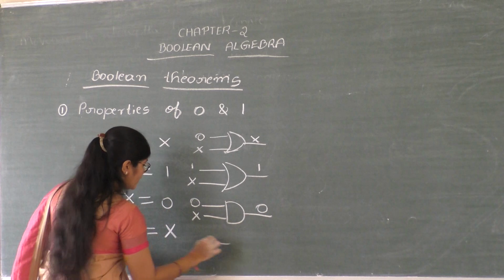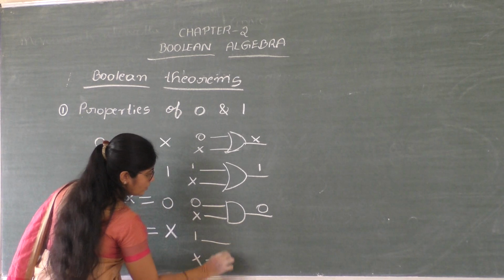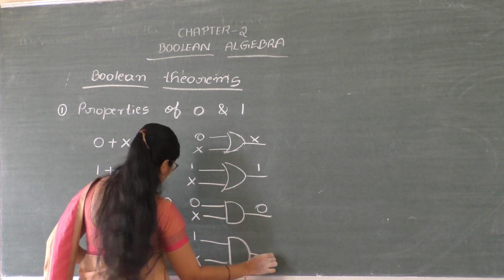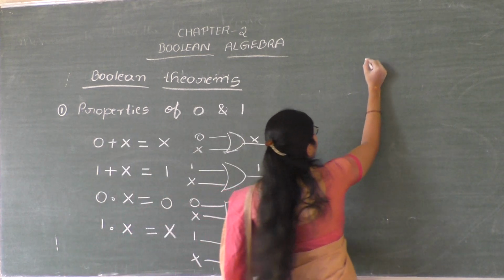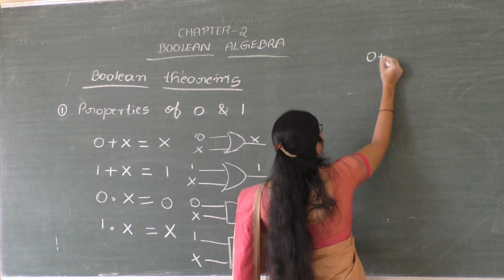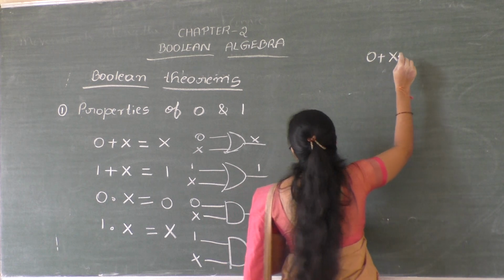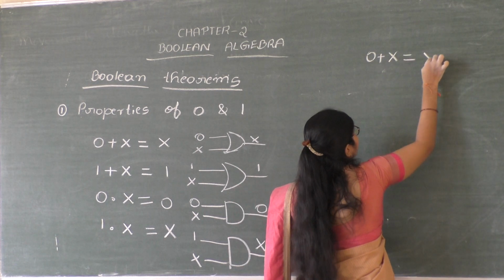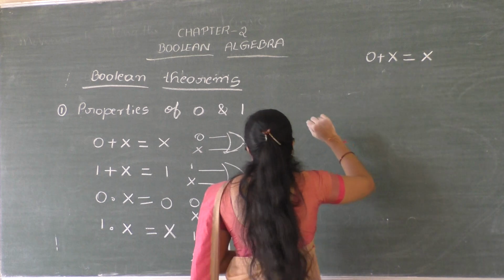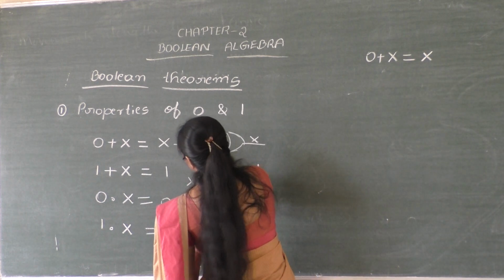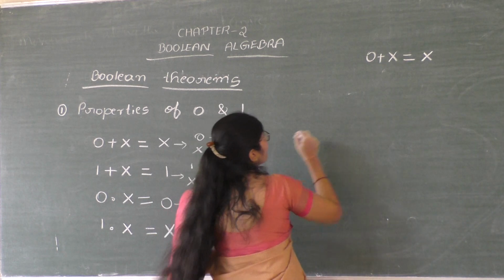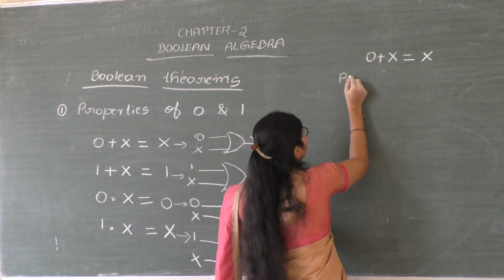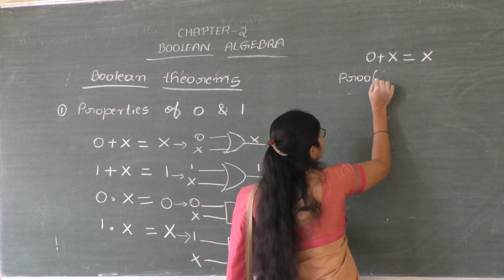Next, 1 and x, output is x. Okay, we shall discuss one by one. First property, 0 plus x. 0 plus x is equal to x. Proof by perfect induction method.